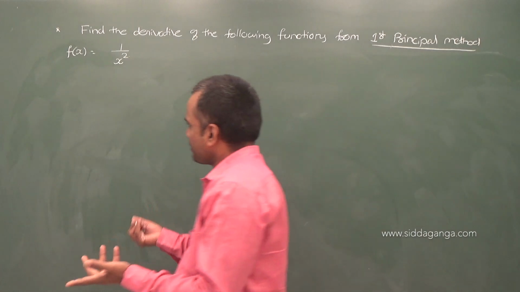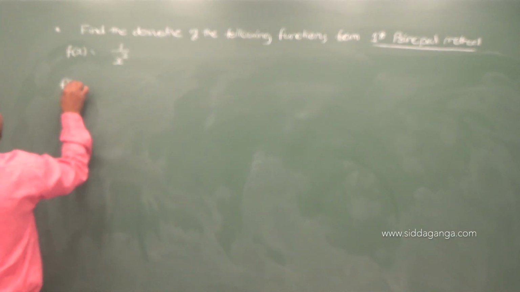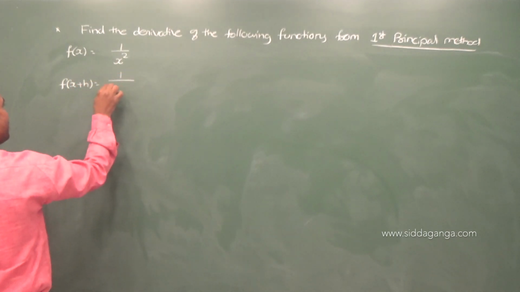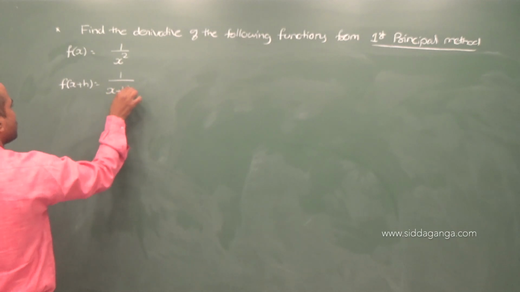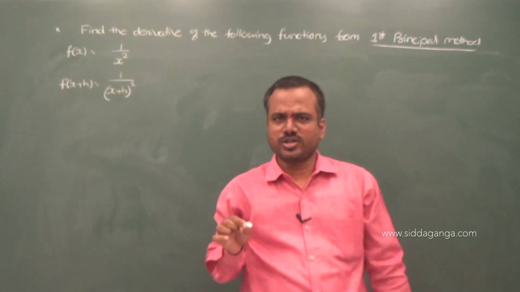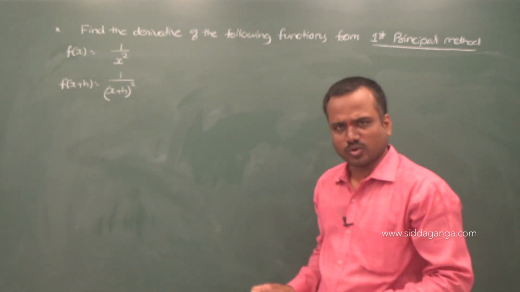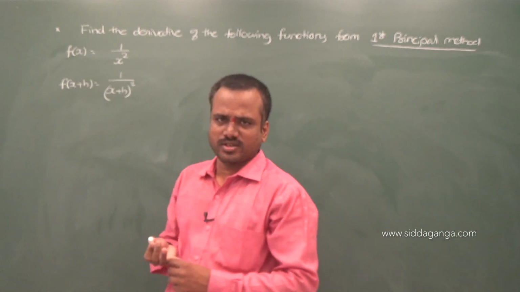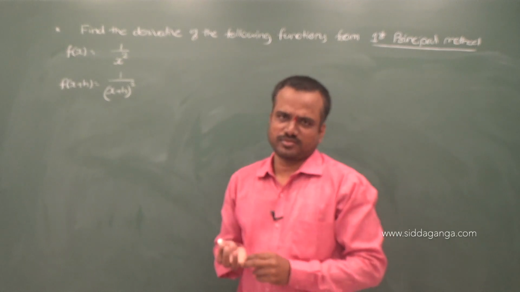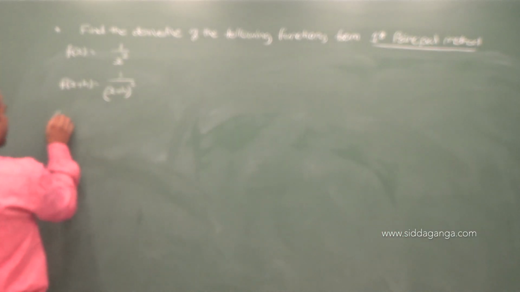So same procedure, what we do? F of x plus h is 1 divided by x plus h whole square. Wherever x is present, substitute x plus h, correct? Then, so we know that.